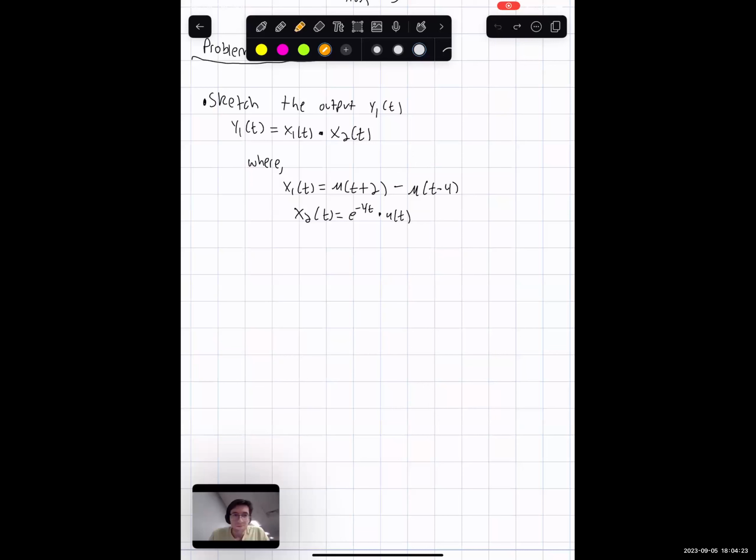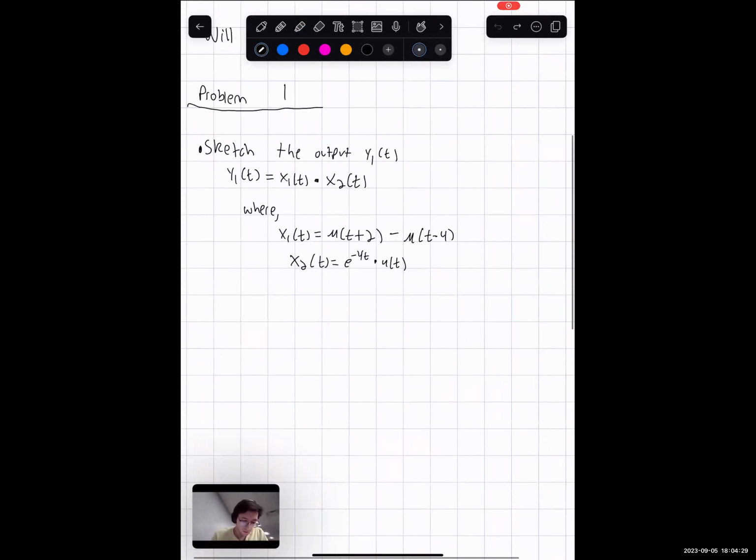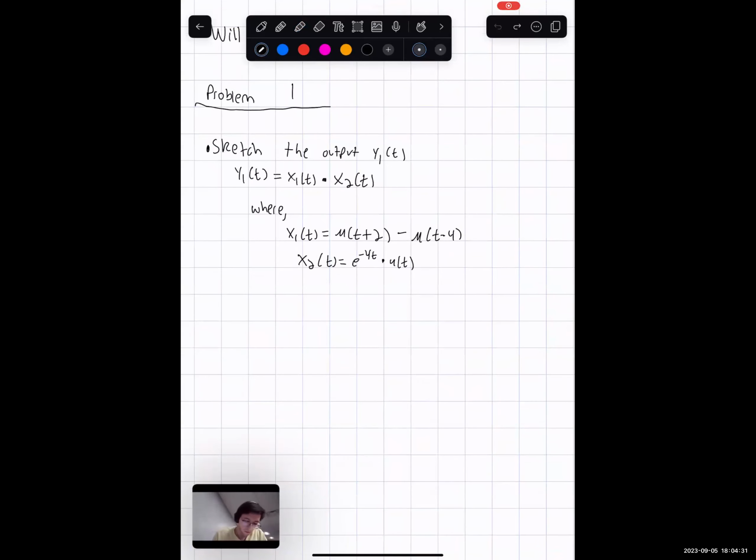Okay, so just starting from the top, this is going to be recitation 3, guys. So here is problem 1. We're going to be sketching the output y1 of t, and y1 of t is defined here as x1 of t times x2 of t. And then here we further define what those are.